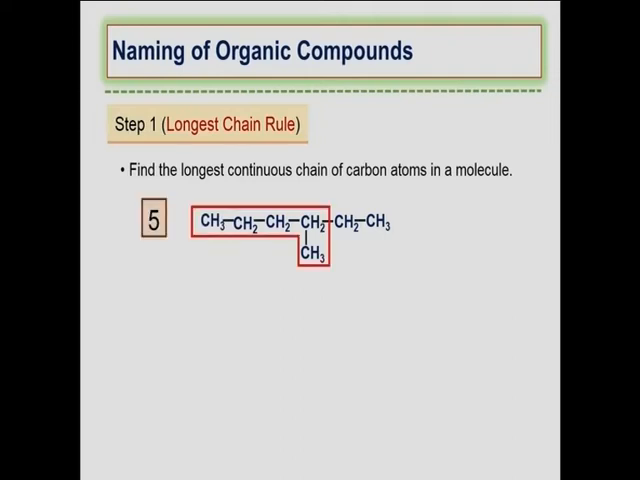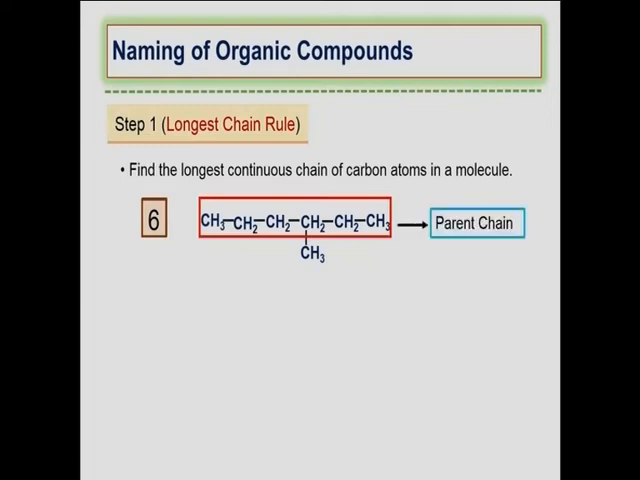You can see here, this is one chain with 5 carbons. This can be another chain, where the total number of carbon atoms is 6. And this is another carbon chain with 4 carbon atoms. So which one is the longest chain? Obviously this, isn't it? There are 6 carbon atoms, and the longest carbon chain is known as the parent chain. Sometimes you may be asked to identify the parent chain, so you don't have to be worried.